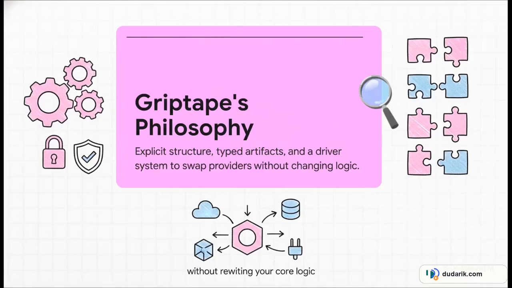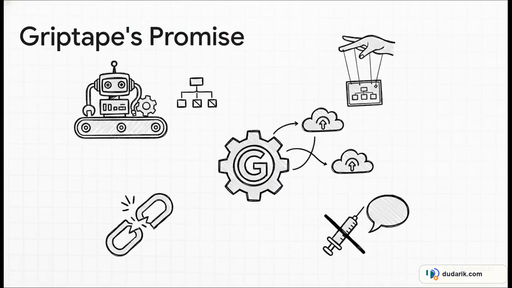So, at its core, Griptape's philosophy is all about handing control back to you. It's really built on three big ideas. First, an explicit structure, so you always know what's happening. No surprises. Second, typed artifacts, which just means your code is way more robust. And third, and this is a big one, a driver system. The best way to think about this is like having a box of universal adapters. You can swap out your LLM provider, your vector store, whatever, and you never have to touch your core business logic. It's brilliant.